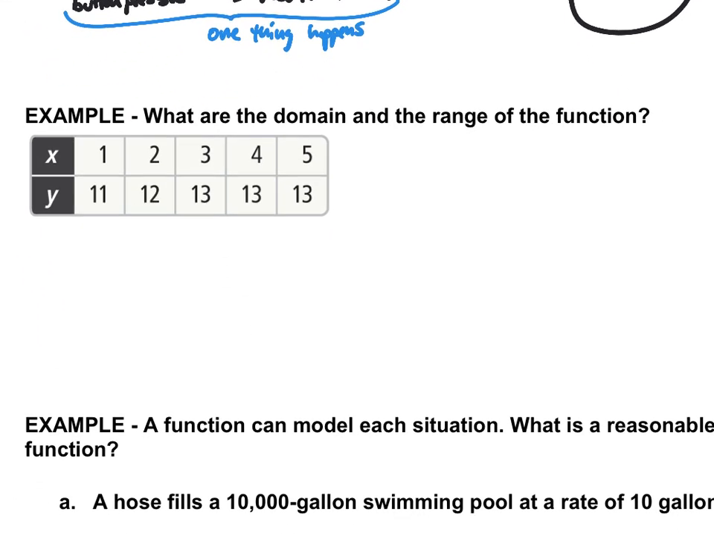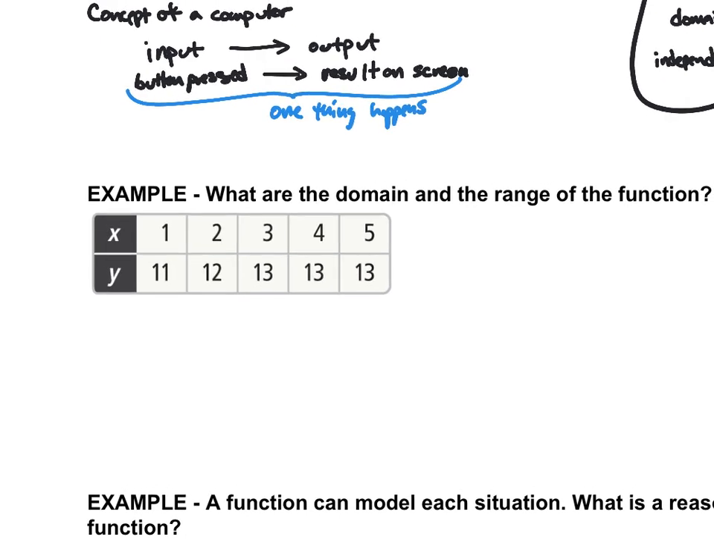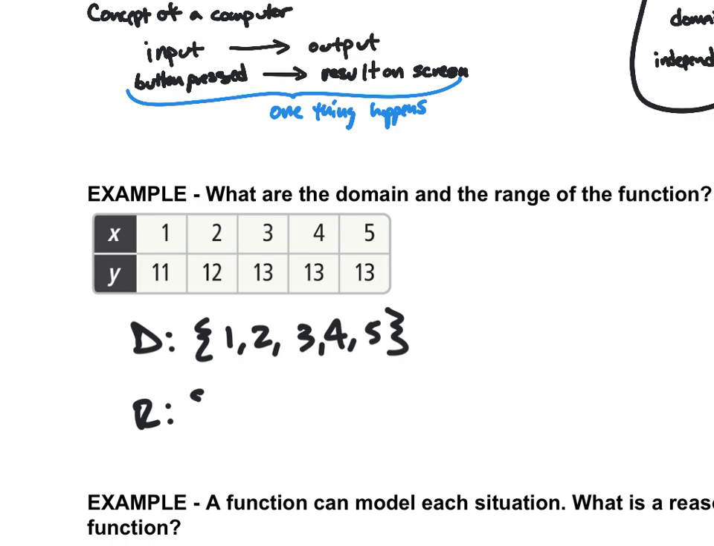All right, and this example says, what are the domain and range of the function? Well, remember up here how, if we talk about domain and range, well, domain, those are x values. Range, those are y values. So if I wanted to list out my domain, I would simply do this. I'd write a D, and then I would write the little fun, cool squiggly line, and I would just list out my x values. And I would do 1, 2, 3, 4, and 5. All right, that's the group of numbers that represent my x values in this situation. And then your range would be the numbers 11, 12, and then 13.